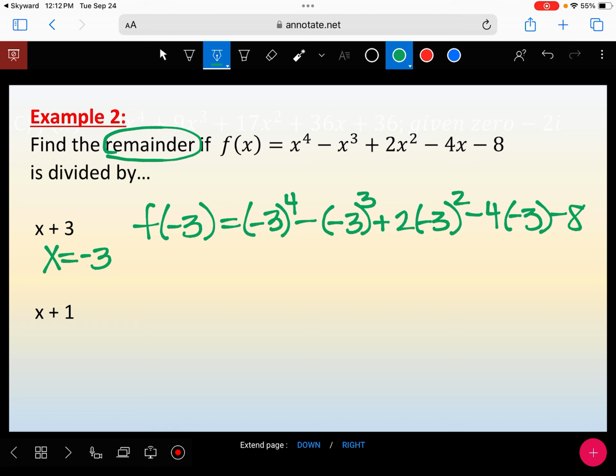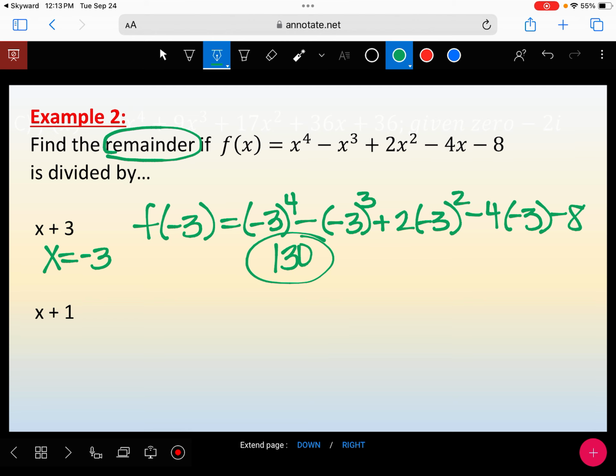You got 130? That's what I got. I got 130. Let's see, I actually did do this one. Let me move over here. For this one, I actually did work it out. I got 130. Who got 130? So that would be your remainder. Y'all didn't get 130? Raise your hand if you got that.